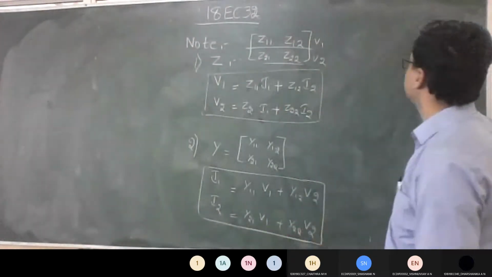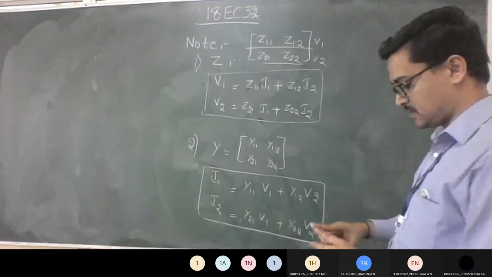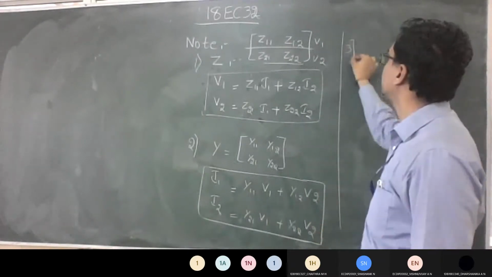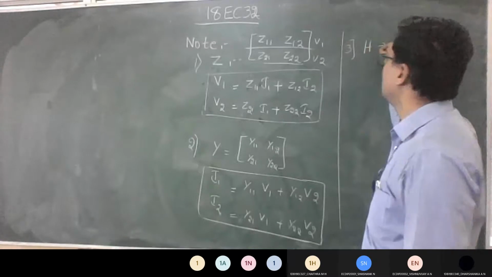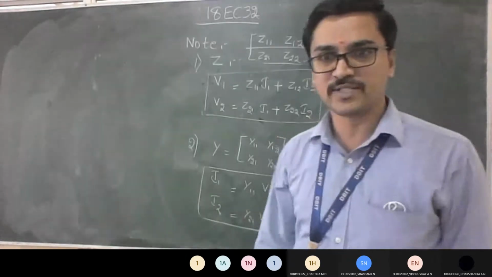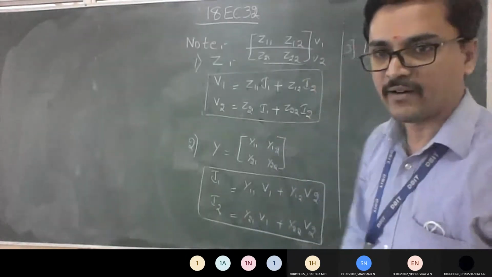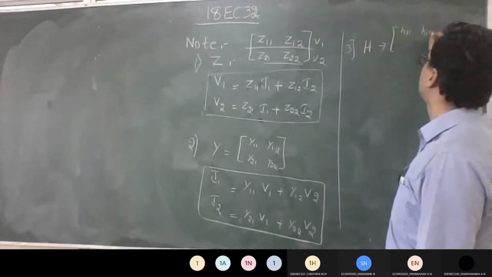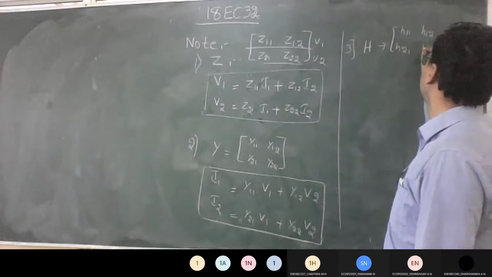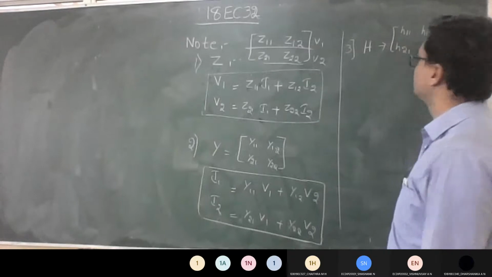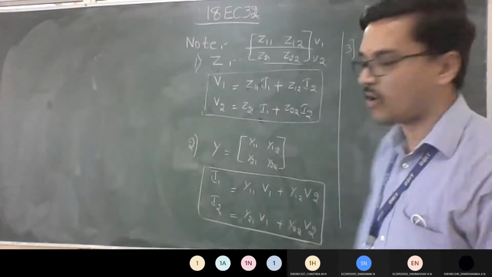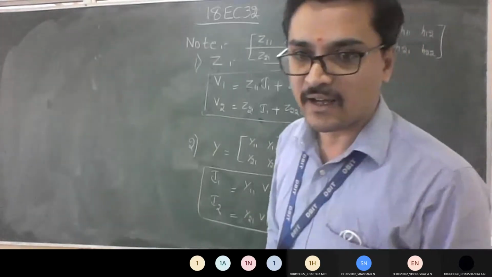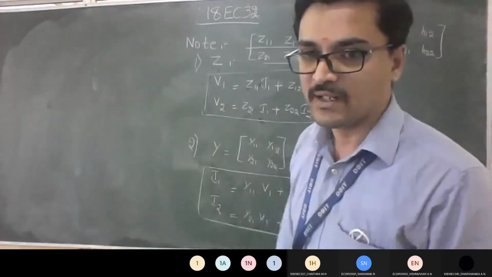So you just look here. If I write this side, is it visible? So now we finished 2 parameters. Parameter number 3 is the H parameter. I told you H means it's a hybrid parameter. So it's a mixture of Z and Y, right? So what you can write here is H11, H12, H21, H22. These are the coefficients we have. It's a mixture of your Z as well as your Y.